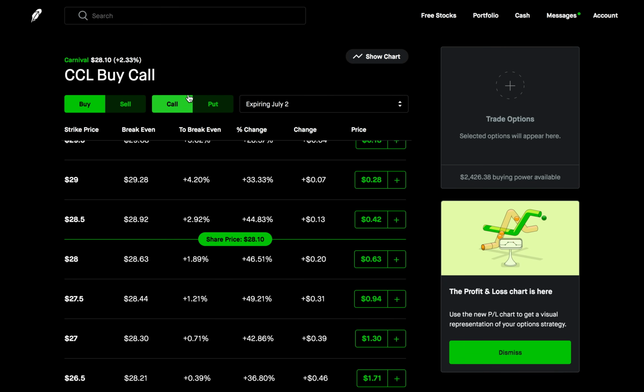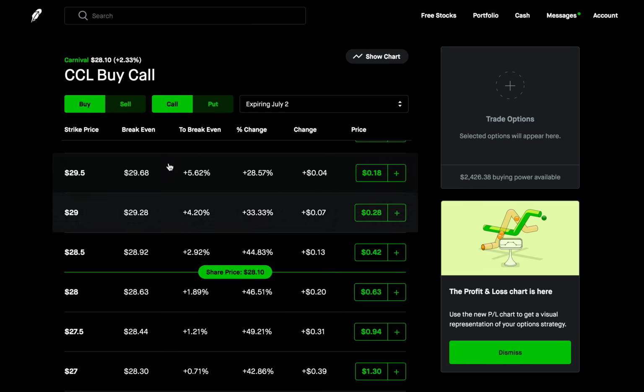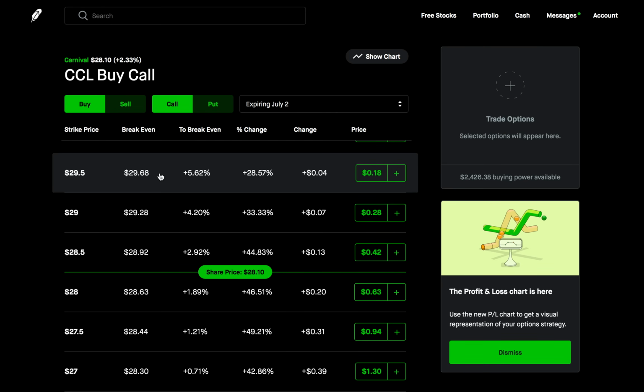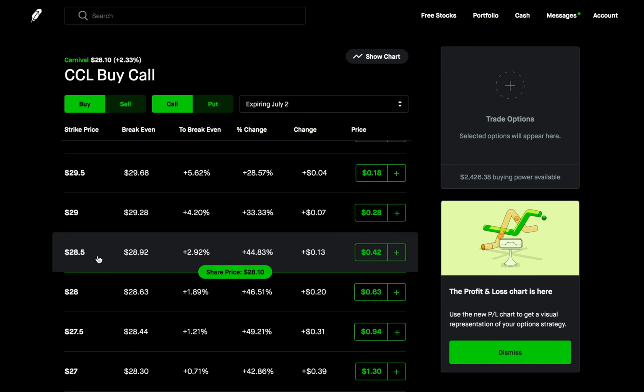So here's the first thing you would do. You're going to choose a price above the current share price. So the share price is 28.10. So we're going to deal with these options up here first. So we're going to choose a price that we believe the stock will definitely not go above by the expiration date. Absolutely will not go above. So let's say with Carnival, I absolutely do not think it will be above 28.50 by July 2nd. Right? Because again, I should be modestly bearish on Carnival. So let's say I don't think at all this will be above 28.50 by the expiration date.